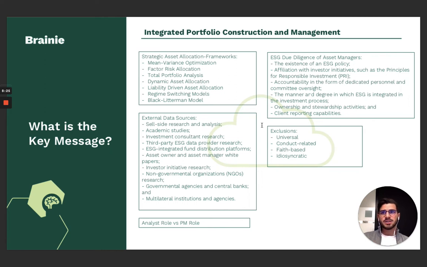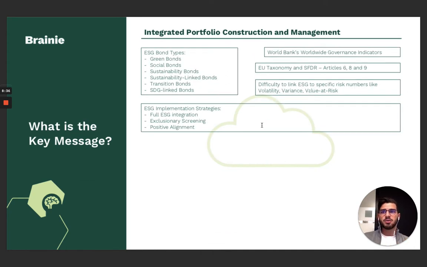In fixed income, for instance, it will highlight the nuances between government and corporate debt. You will learn about ESG bond types, including green bonds, social bonds, sustainability-linked bonds, transition bonds, SDG-linked bonds, SDG standing for Sustainable Development Goals, and blue bonds. You will be taught that it is much more difficult to consider ESG in the context of a sovereign bond. There is some data that can be considered provided by the World Bank's worldwide governance indicators, but generally speaking, it's much more difficult to analyze a sovereign bond versus a corporate bond.